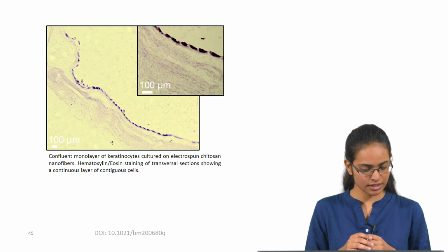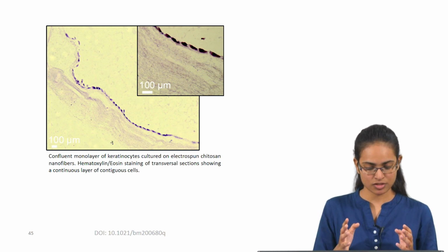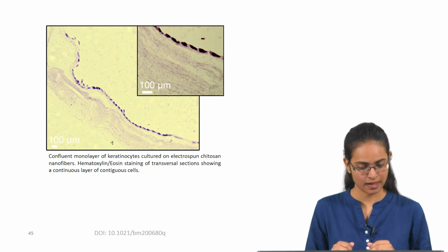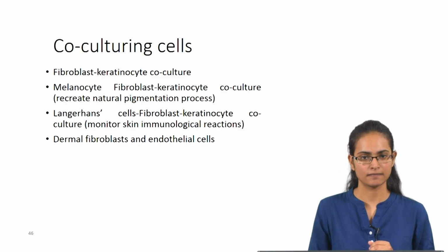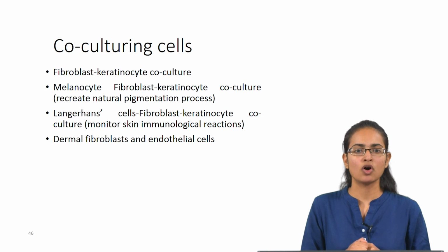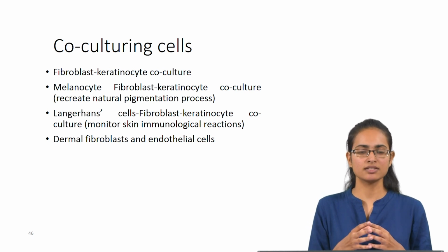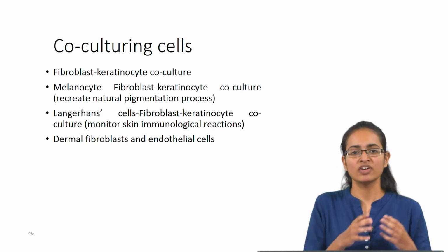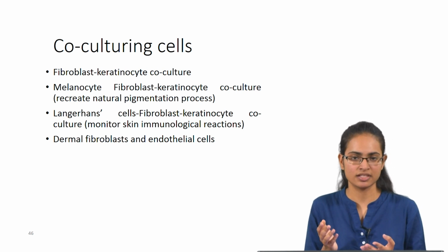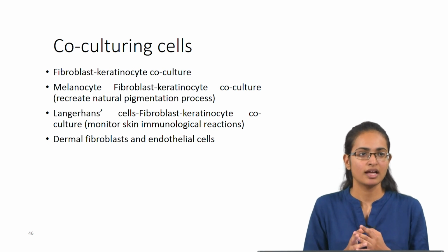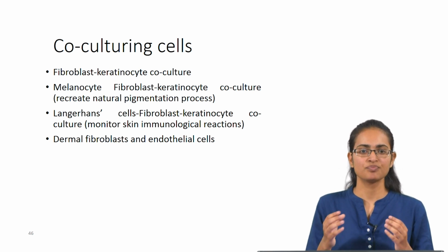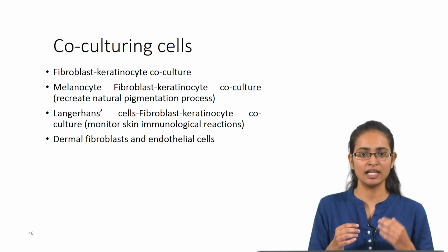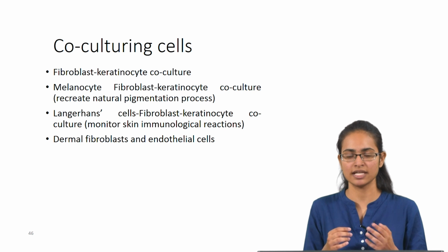So, this is an image of keratinocytes cultured on electrospun chitosan nanofibers. Also, the seeding of cells can be done as a co-culture of 2 different types of cells. Fibroblasts and keratinocytes, for example, have been co-cultured, and it has been observed that by co-culturing them together, the fibroblast can actually help the proliferation of keratinocytes.